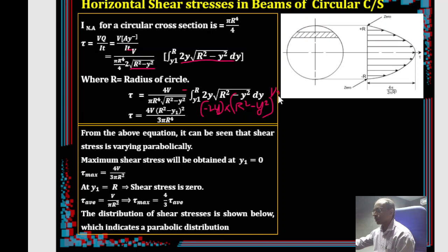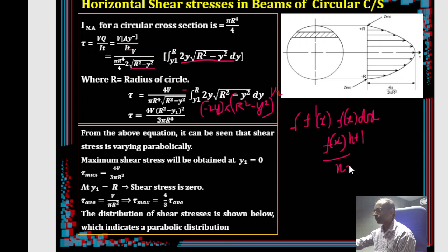So what is the integration of the term f dash? We all know from intermediate, integral of f dash x times f of x dx is nothing but f of x to the power n plus 1 divided by n plus 1. So based on this logic, we will be getting the integration straight away, n plus 1 by n plus 1.